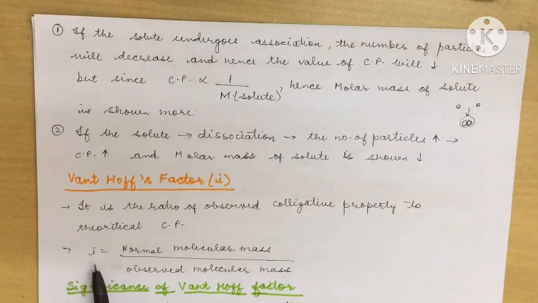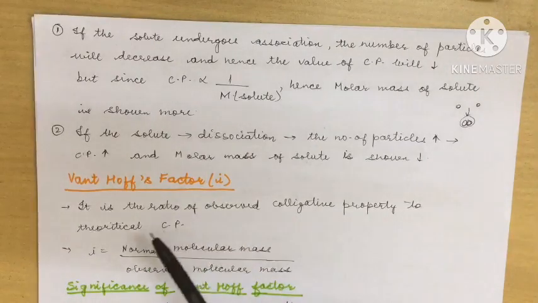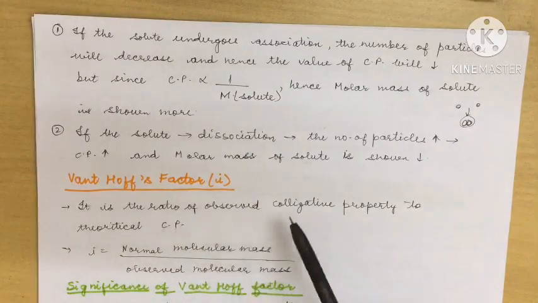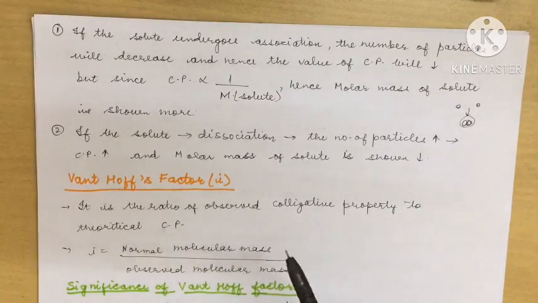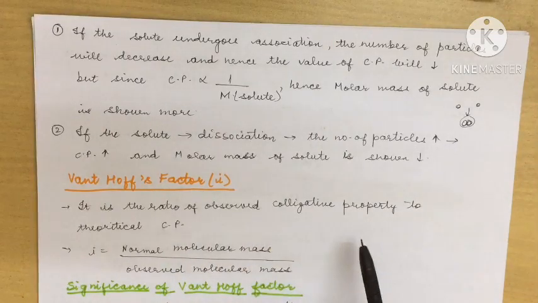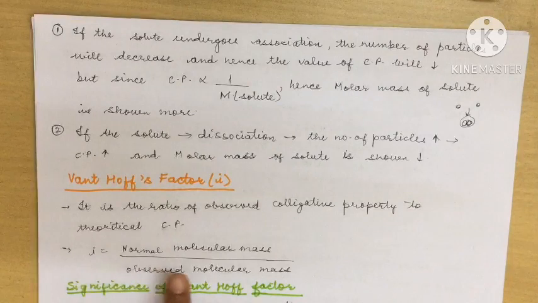Now what is this small i? This is a ratio. This is unitless. It is the ratio of the observed colligative property to the theoretical colligative property, meaning experimental upon theoretical. Now you have to learn this. Please don't invert the things. So whatever is your experimental colligative property, or whatever you are observing, divided by the theoretical colligative property, or normal molecular mass upon the observed molecular mass. This is another important thing that you can learn.